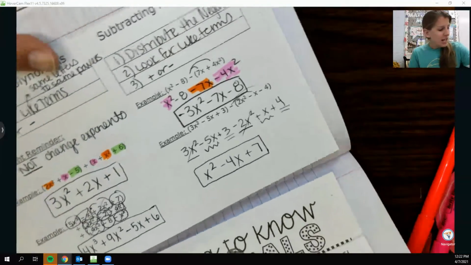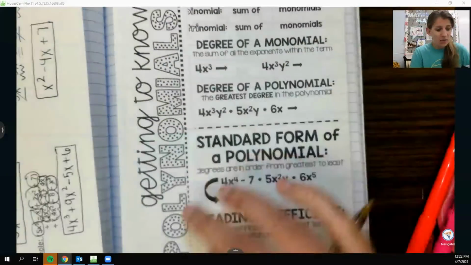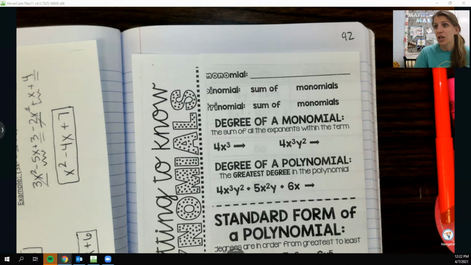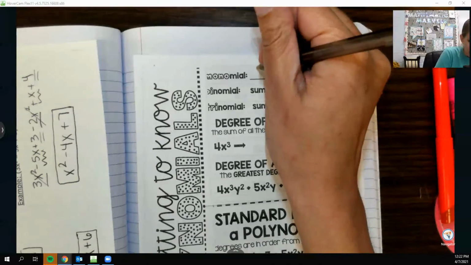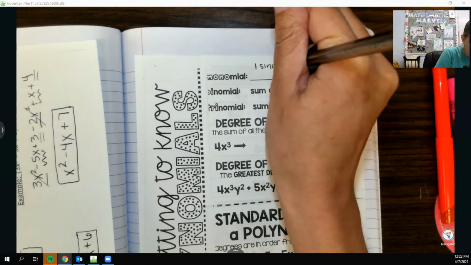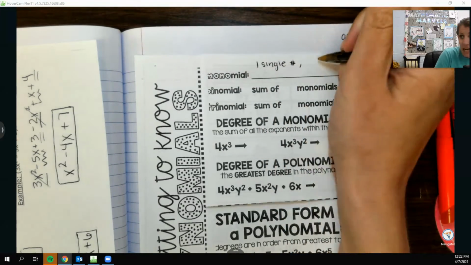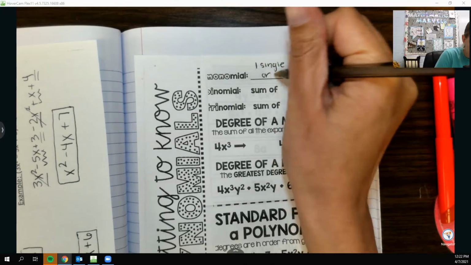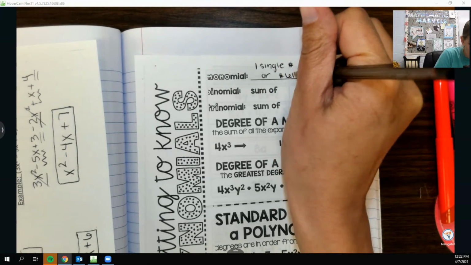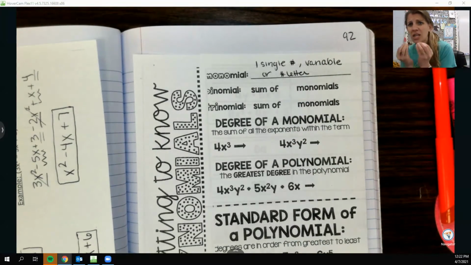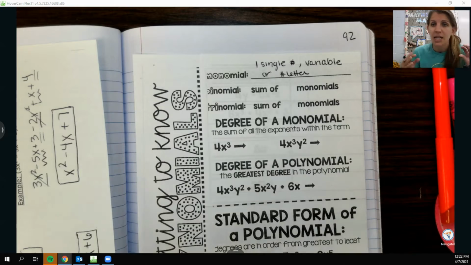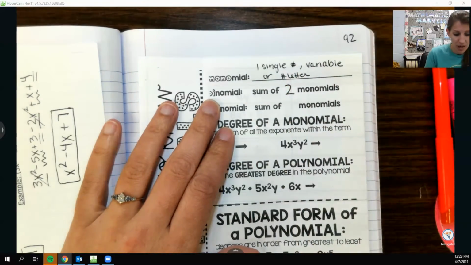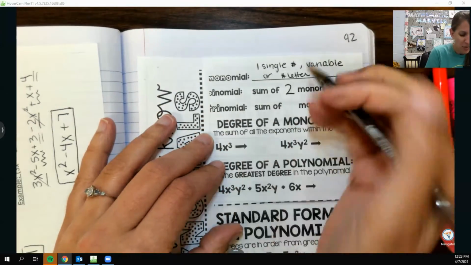So just a reminder again about polynomials in general. A monomial is just one single number, or a variable, like one single letter, or a number and letter, so like a number next to a letter. But anything that is one single thing with no addition or subtraction in between it is a monomial. A binomial is the sum of two monomials, because bi is 2. And a trinomial is the sum of 3.